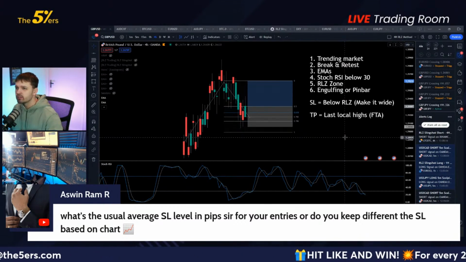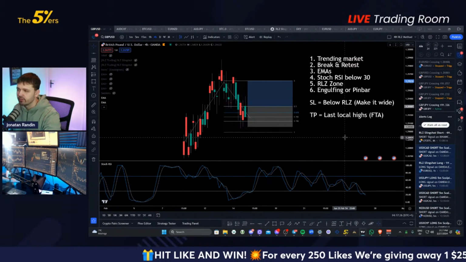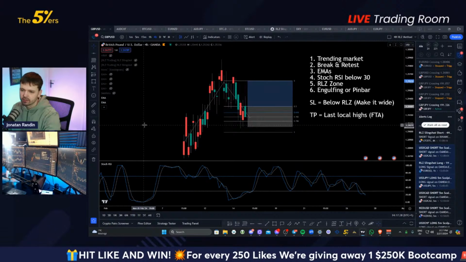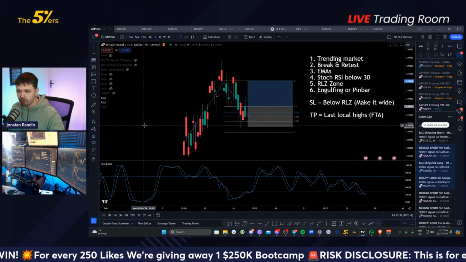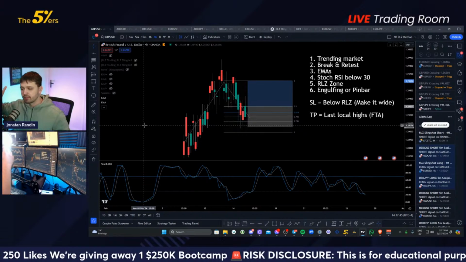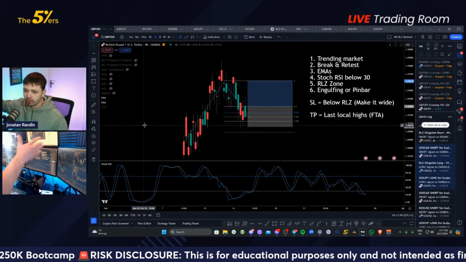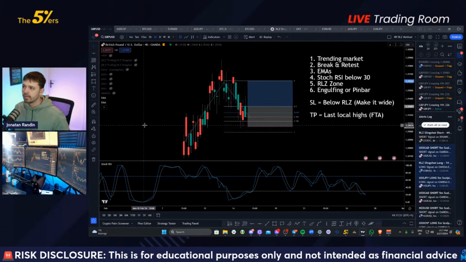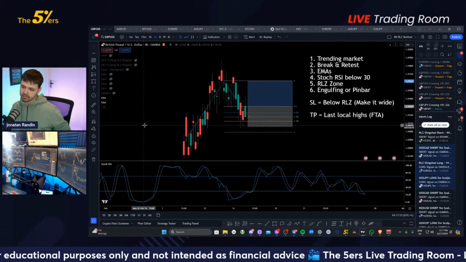The average stop loss level in pips depends on what time frame you're on. So I don't have an average stop loss in pips, because if you're on the daily, doing swing trading on a daily or 4 hour, obviously the stop loss might be like 50 pips, and you're risking 50 pips to win a 150 pip move. That's going to take a couple of days, right? If you're on the 5 minute, you might have a stop loss that's 10 pips.